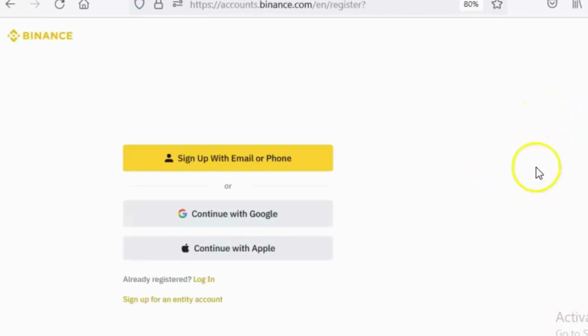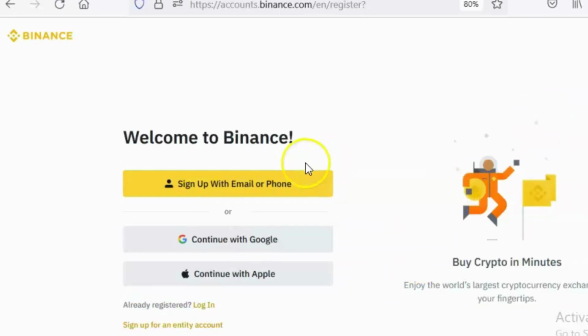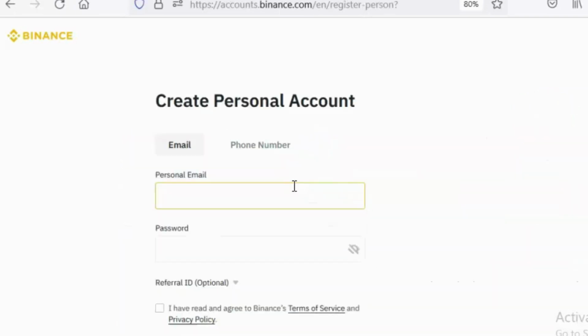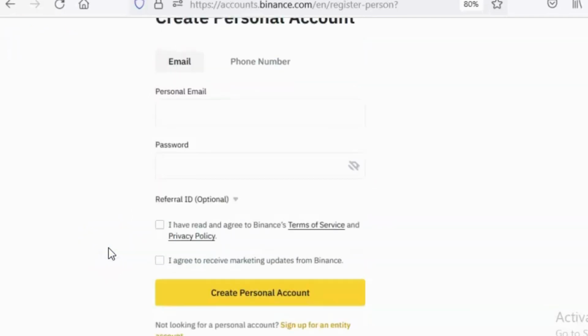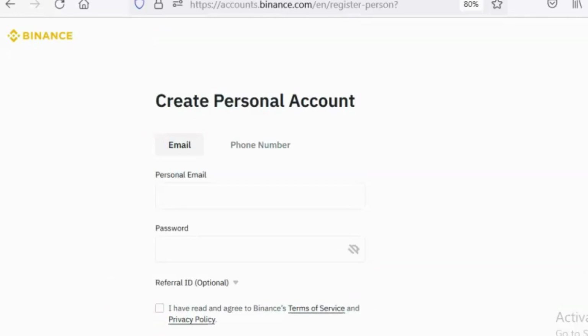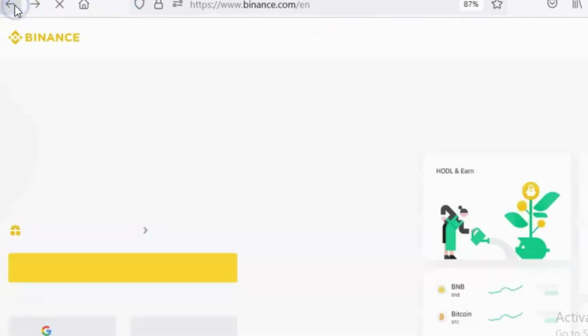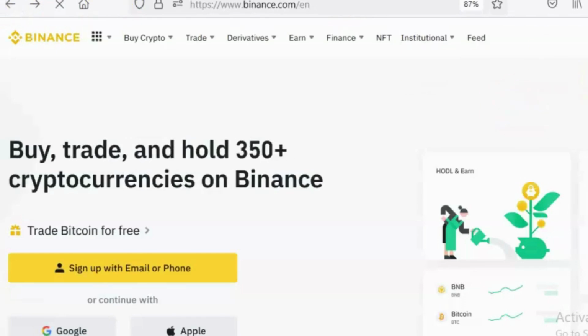What now happens is we sign up either with Google, with Apple, or we sign up with email. Let's choose the option of signing up with email. All you do is insert your personal email, your password. Then, of course, you tick to indicate you have read and agreed to Binance's terms of service and privacy policy. If you want, you can also agree to receiving marketing updates, and if you do not want, you do not tick that. Then you create a personal account. Of course, I'm not clicking that since I already have an account. So the option I would take is to go back and log in. So that is the option I will opt for.